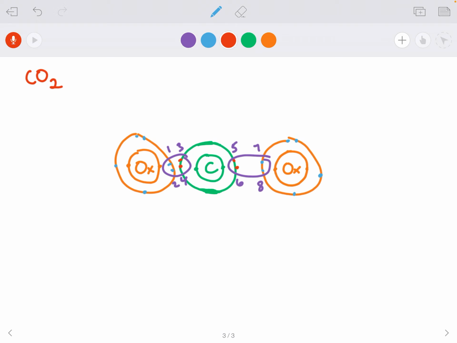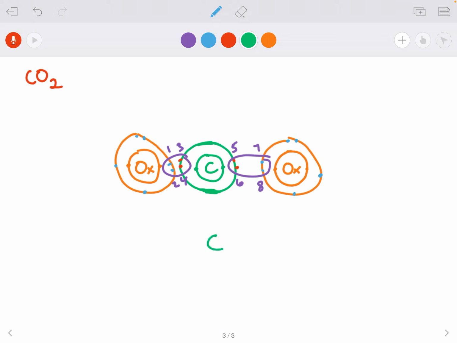So again, carbon starts off with 4 valence electrons. Those are the red ones. So it needs to get 4 more through sharing. So it gets 2 from the oxygen on the left and 2 from the oxygen on the right. And likewise, the oxygen on the right has 6 of its own valence electrons, plus the 2 red ones from carbon to give it 8 total.